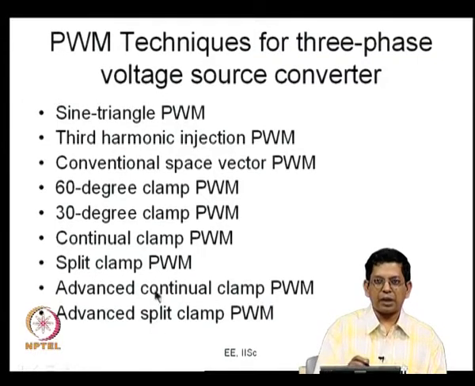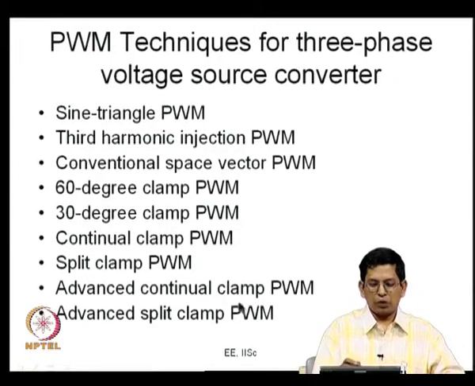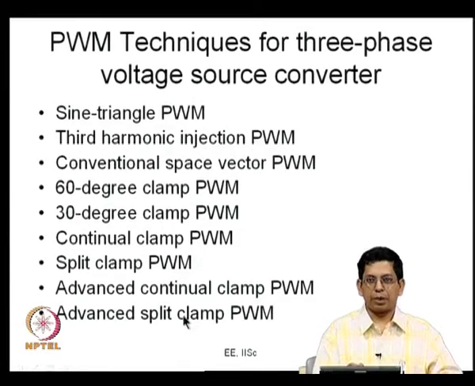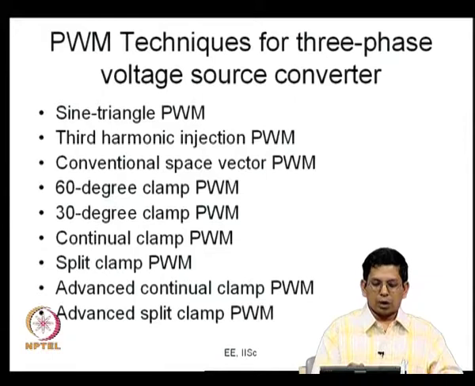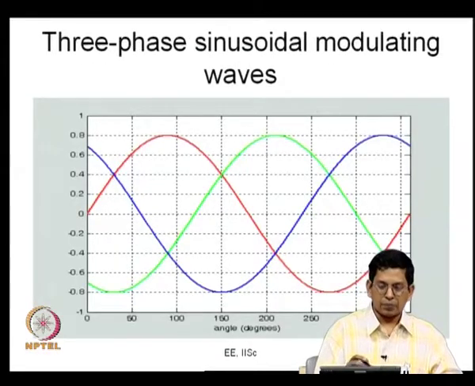These methods apply an active vector more than once in a subcycle. So, we call them advanced bus clamping PWM methods, specifically advanced continual clamp and advanced split clamp PWM. We would look at how the frequency spectra would look like in many of these cases, and get some idea of the frequency spectra in today's lecture.